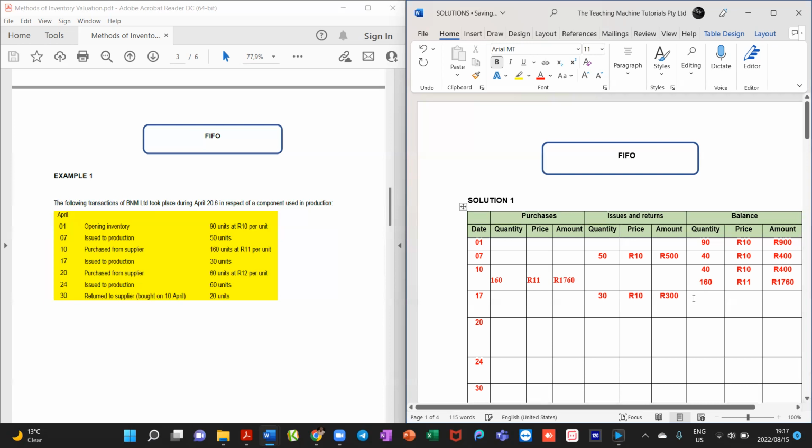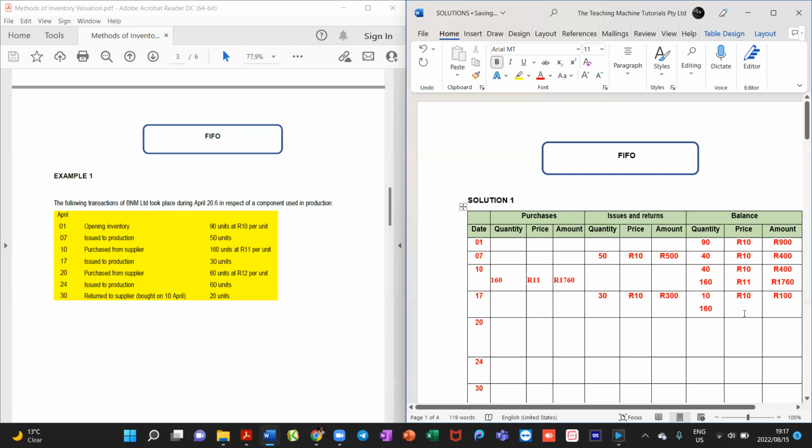Now, how much are we left with? From 40, we took 30. We are left with 10. What about the 160? It remained unchanged. Nothing was done to the second batch. So the price here is 10 rand. If you say 10 times 10, it should be 100 rands.